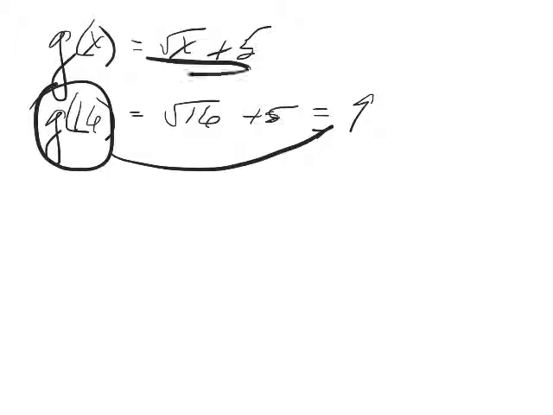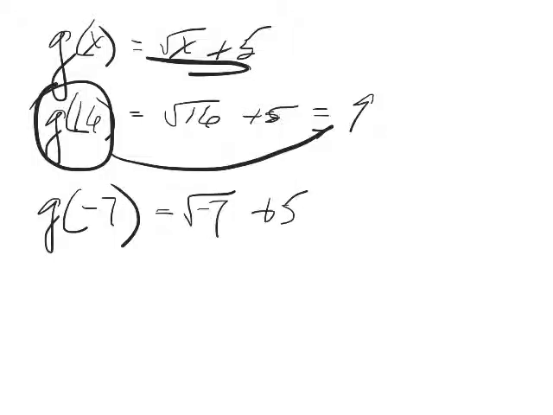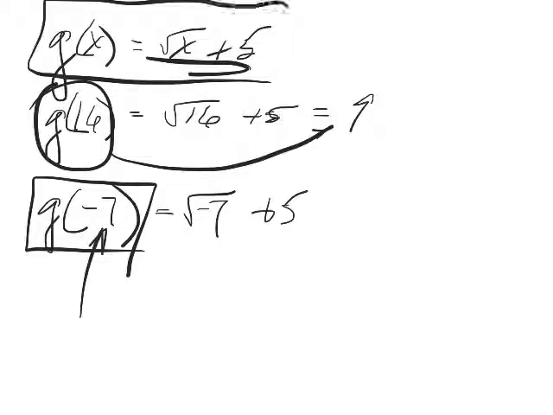It works for this. If we were to put in, like their example here, negative 7, we get the square root of negative 7 plus 5, which, you're going to get an imaginary number, and the problem is an imaginary number is not within the set of real numbers. So this is not in the domain. Okay, so I'm sorry, negative 7 isn't in the domain to make this possible.